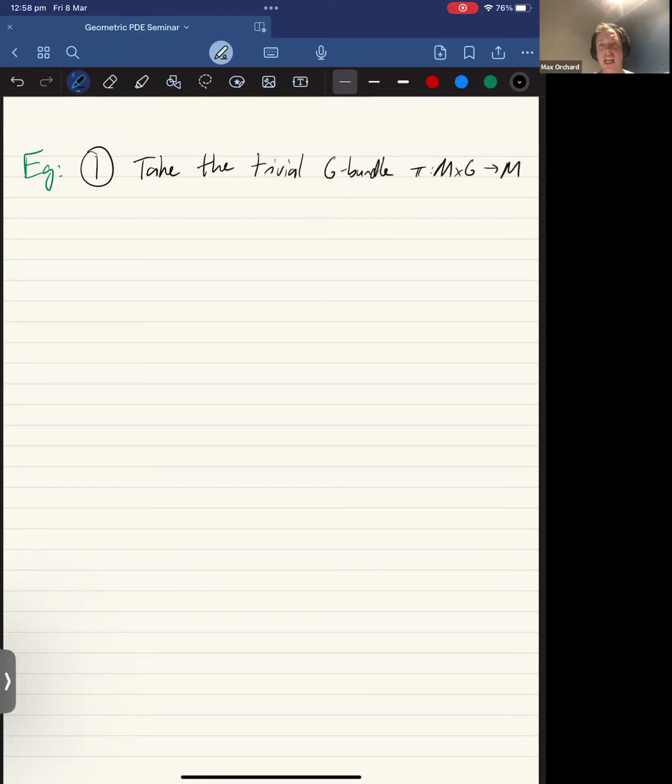So just to finish off, I have two examples of connections. We're going to take the trivial smooth G bundle, which goes from M cross G to M. So the projection here is just the projection down onto the M component of this Cartesian product.